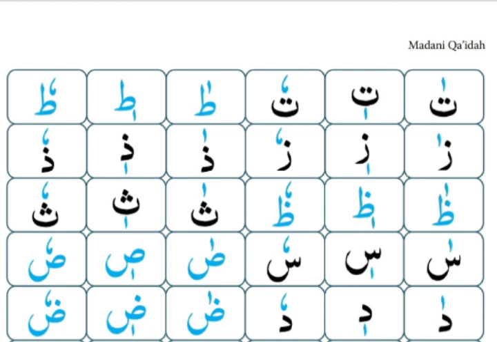Look at the third box. You can see a sign on top of ta. This sign is ulta pesh. And all these signs, khada zabar, khadi zer and ulta pesh, are called khadi harakat. Let's read the next rule.